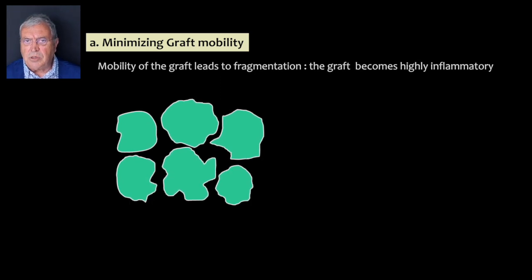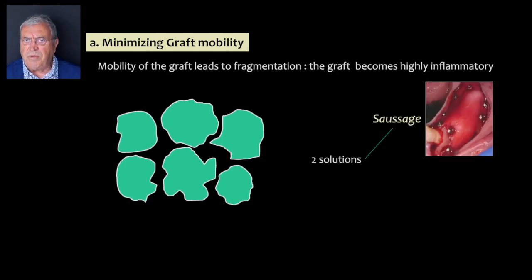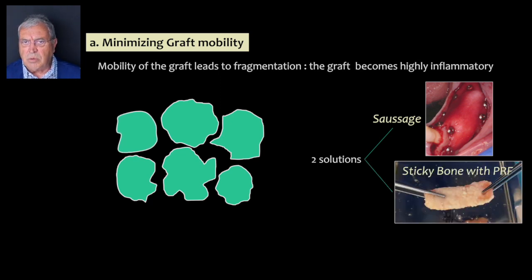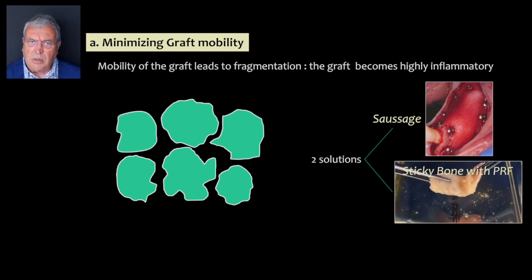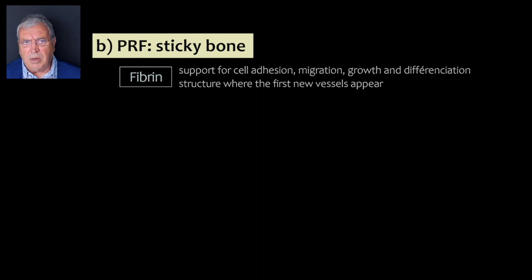Then we can use the sausage. It's very good, because we fix the bone, and it's not mobile. But we can use the sticky bone. The sticky bone will help us to maintain the bone, or we can use both. Also the sutures will be helpful. The PRF, we know the function of the fibrin. It's the support for cells, for migration, for differentiation, and we know that the fibrin is the first place where new vessels are born.